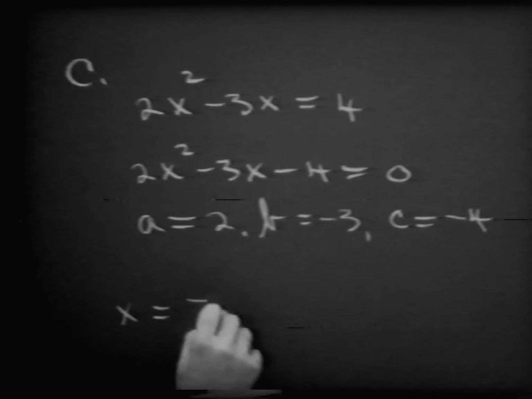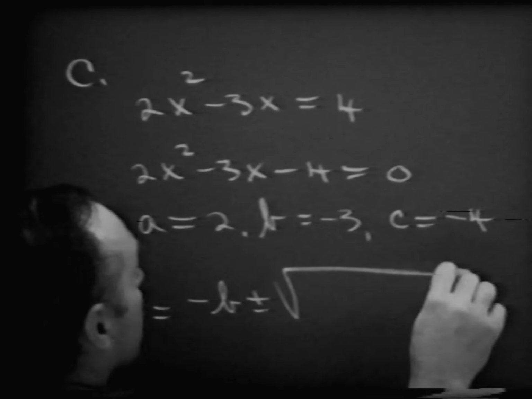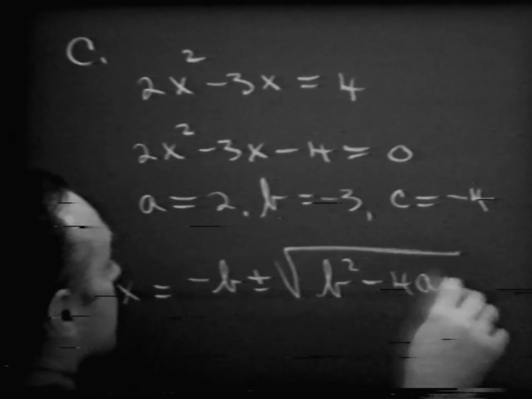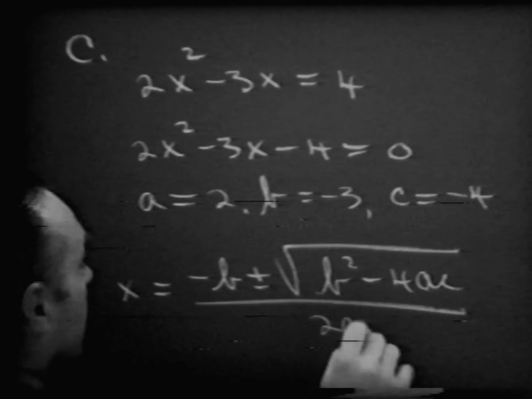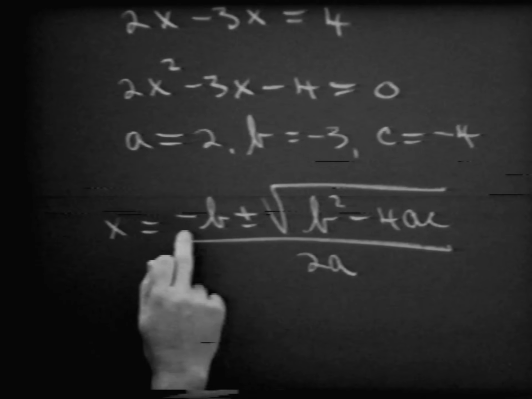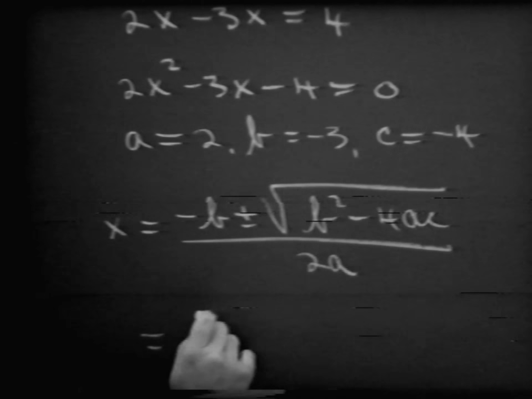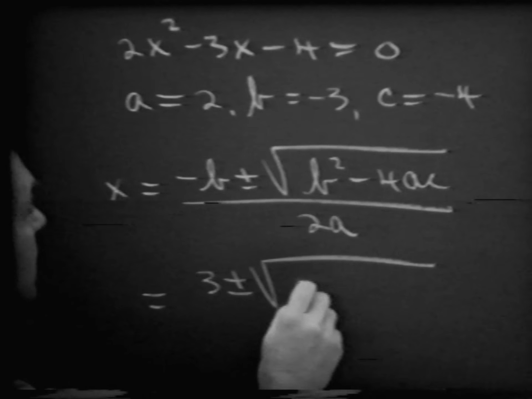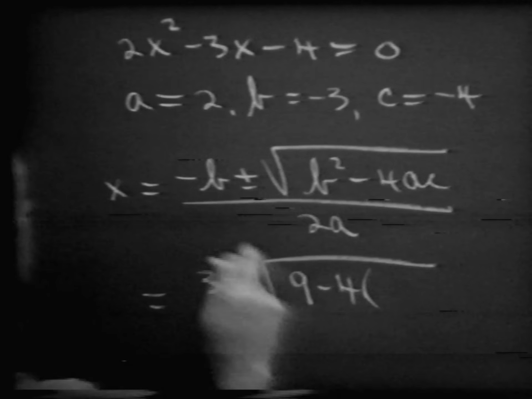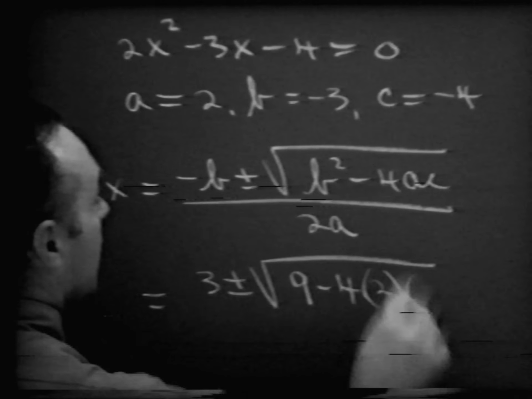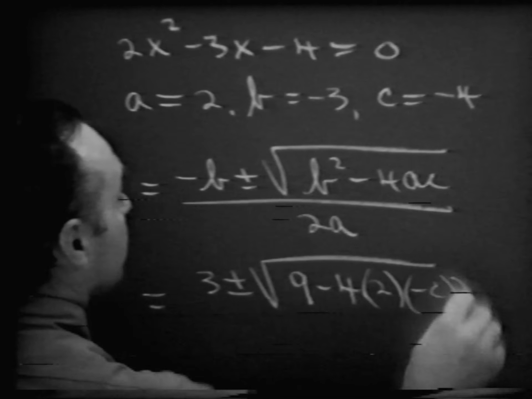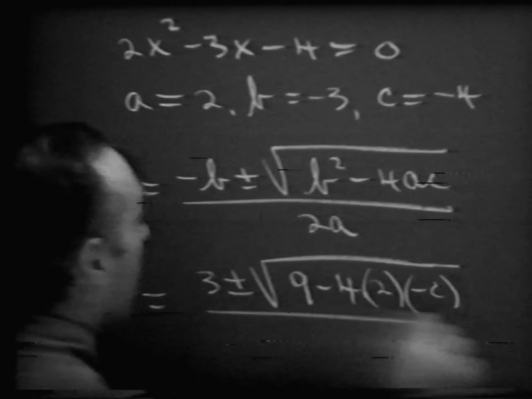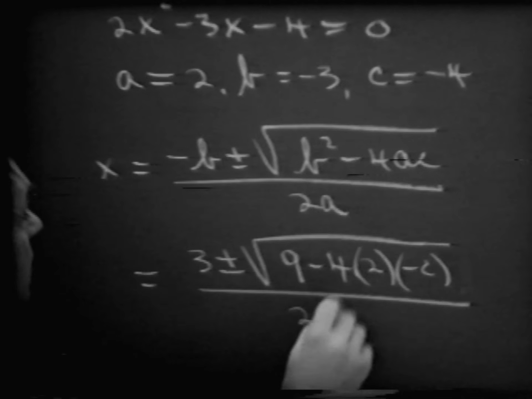x is equal to the opposite of b, plus or minus the square root of b squared minus 4ac, all over 2a, which is going to be equal to, now let's make our substitution: the opposite of -3 is 3, plus or minus the square root of (-3) squared, which is 9, minus 4 times a, which is 2, times c, which is -4. Is that right? And let's see, I don't think I have that parentheses there. All over 2 times 2.